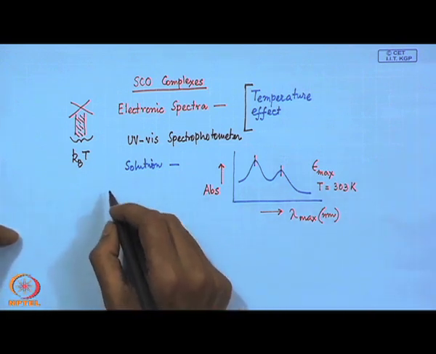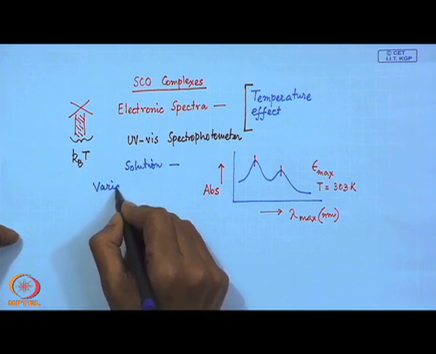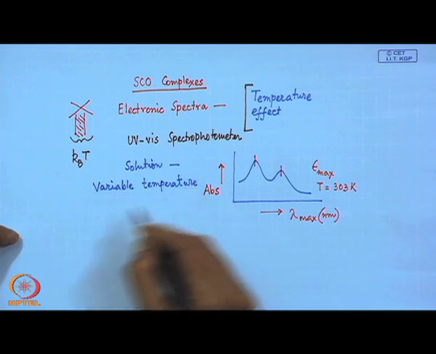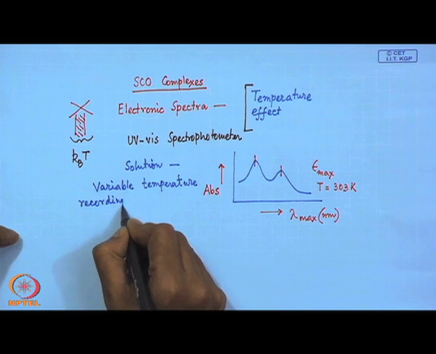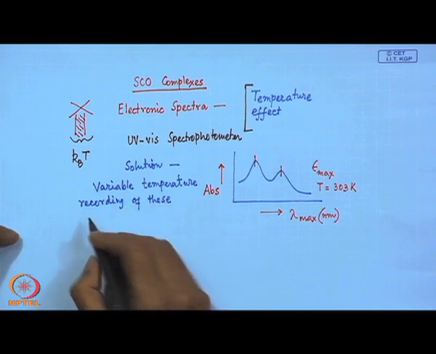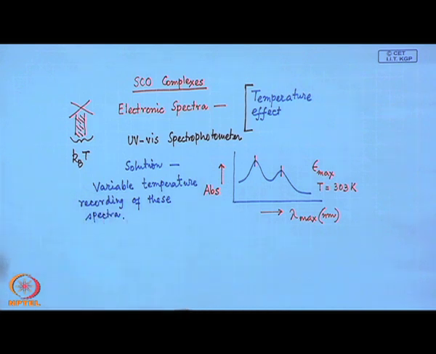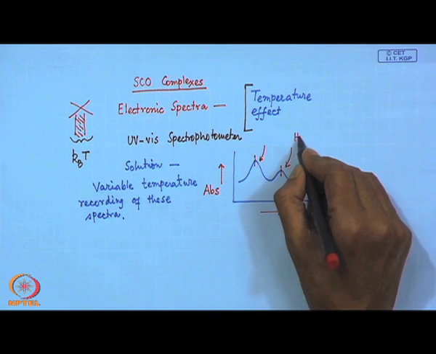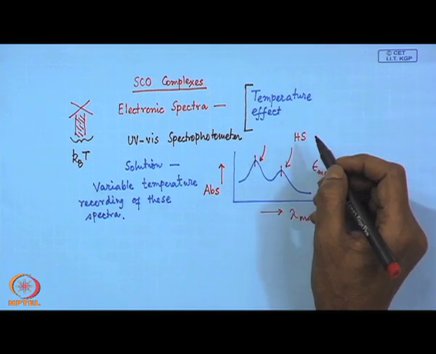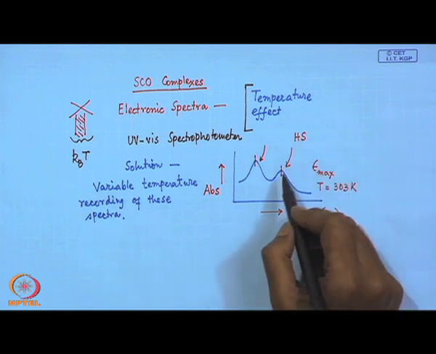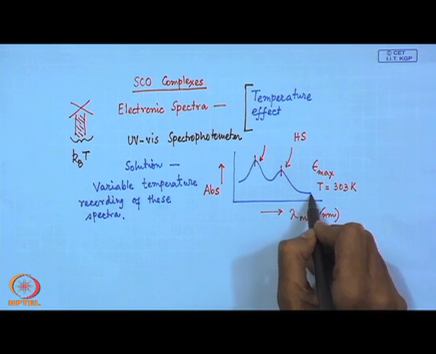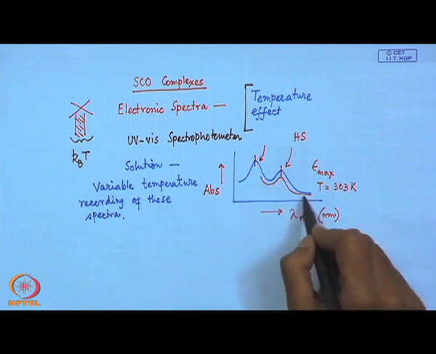Now, for the variable temperature recording of these spectra, if we can characterize one of these bands, either this one or that one, with respect to the high spin state or any other charge transfer or anything else, then we will see that due to the change in temperature, if the concentration of the high spin state is decreasing, this particular band intensity will definitely decrease with the change in temperature.